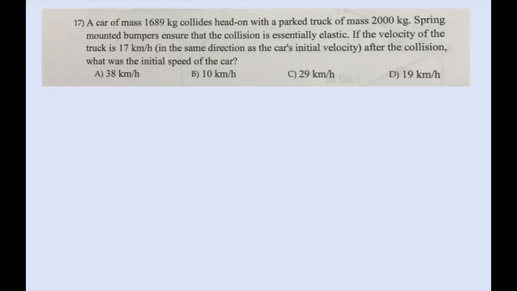Here is an interesting one. This is a special question because this question clearly mentions that it is an elastic collision. So you have a car colliding head-on with a truck, and spring-mounted bumpers ensure that the collision is essentially elastic. If the velocity of the truck is 17 km per hour in the same direction after the collision, what was the initial speed of the car?